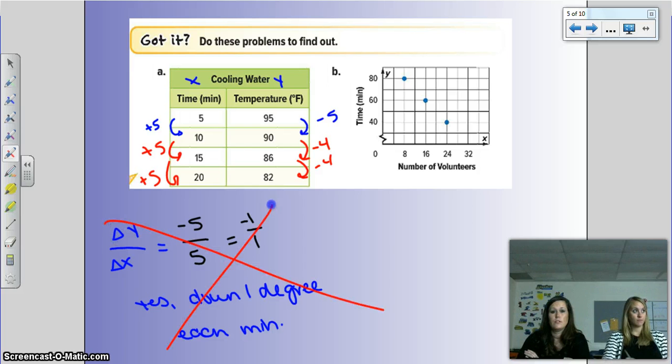So, no. Now, in our graph, it is a constant rate of change because it is a line, and the rate of change is going down 20 for every 4 volunteers. No, every 8 volunteers. Oh yeah, it's right there.